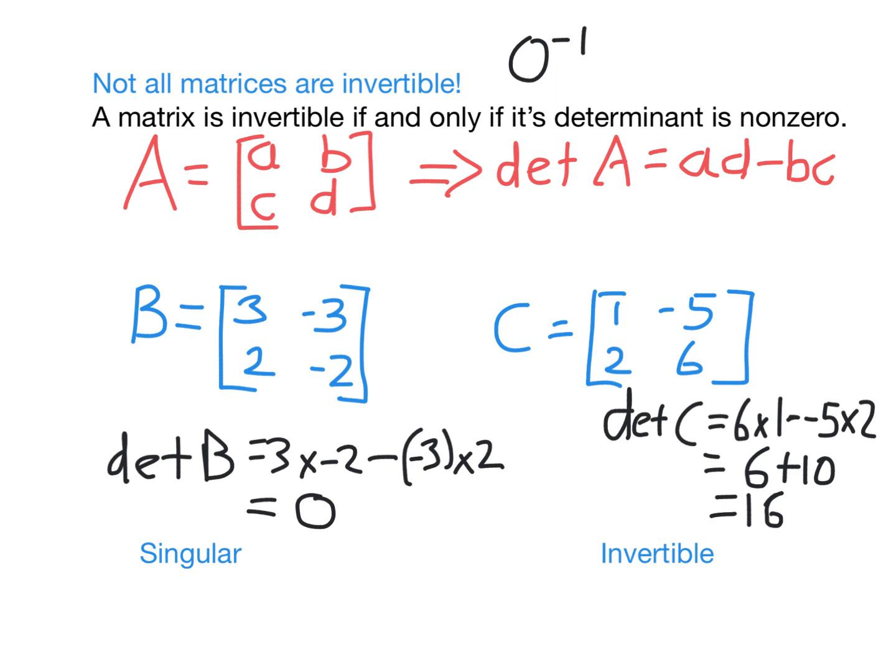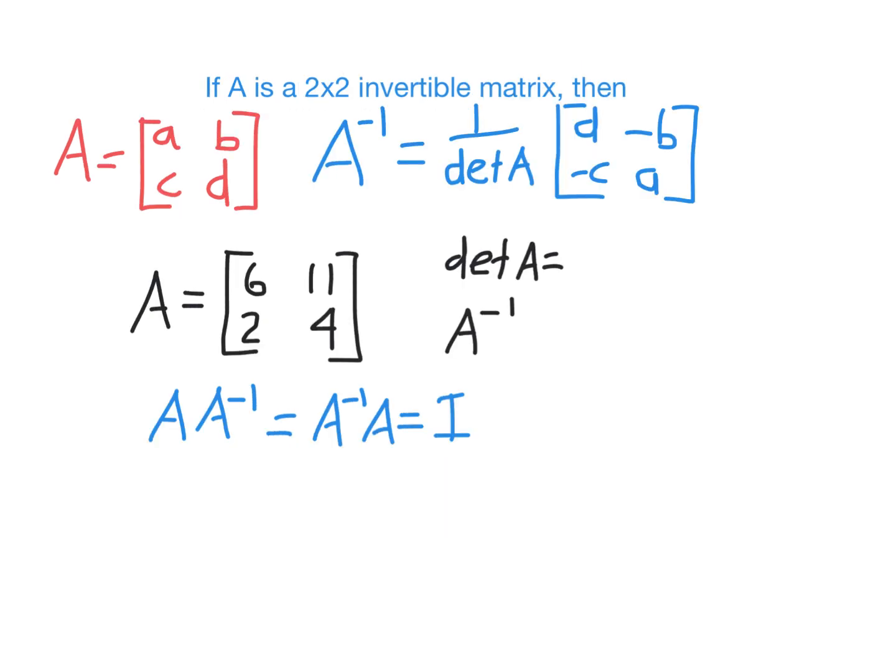All right, let's now finally get to calculating the inverse. So here's the formula for a 2 by 2 matrix. If it is invertible, and this is the matrix A that I showed you on the slide before, A inverse is 1 over the determinant times this. So notice that this is the same as matrix A, except you switched the elements on the diagonal and change the sign of the elements off the diagonal.